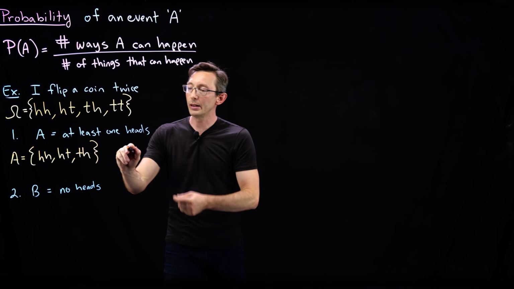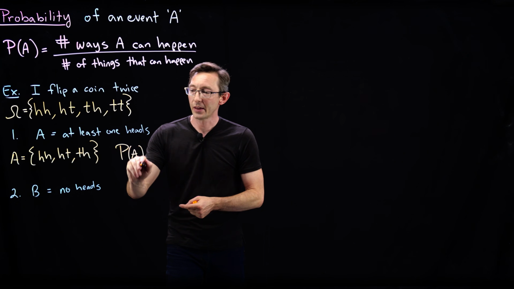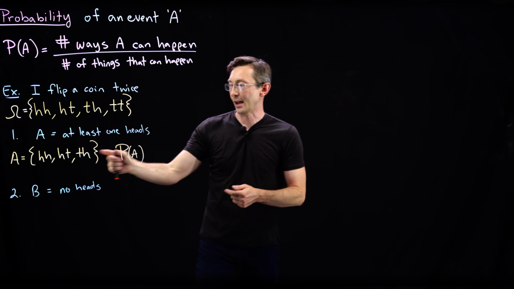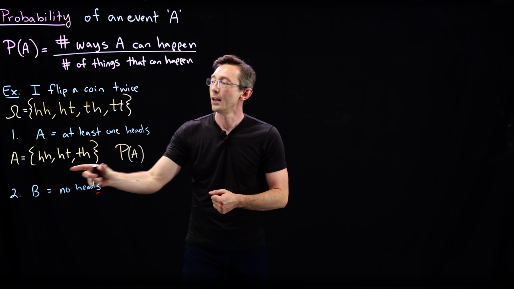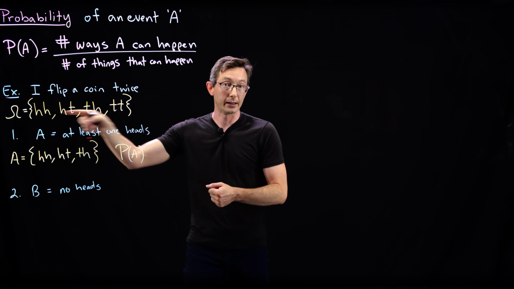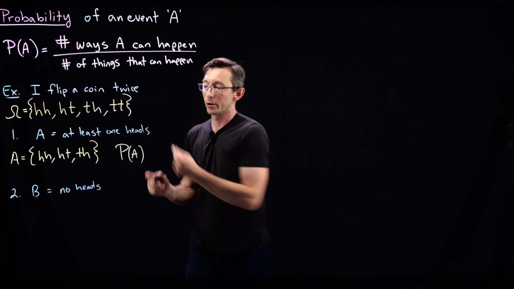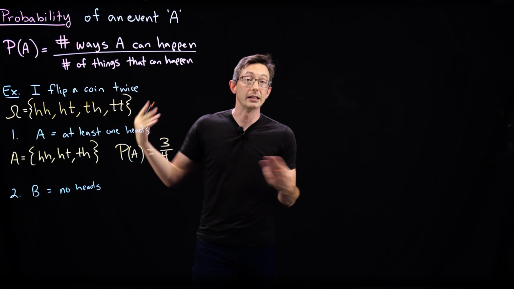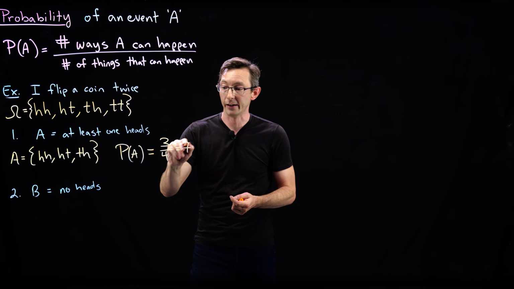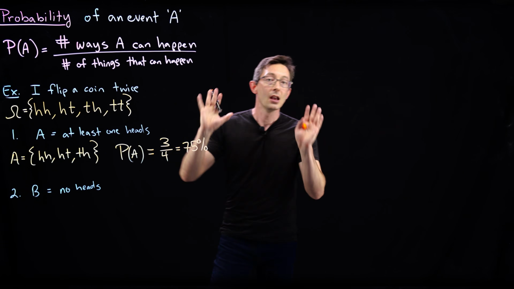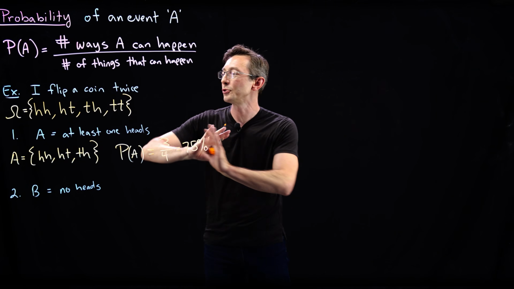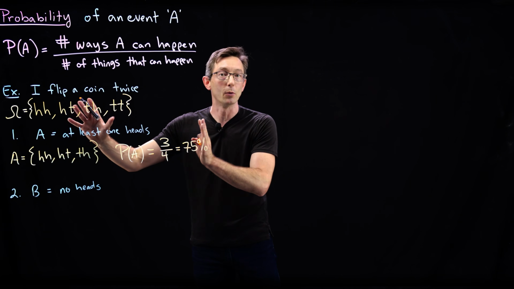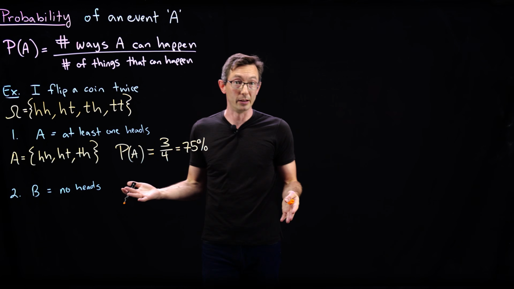And so the probability of A is the number of ways A can happen, there's 3 ways A can happen, divided by the total number of things that can happen. So 3/4 of the events have at least one heads, or 75%. Okay, so that's really, really simple, and I'm just kind of codifying what you already know about basic probability.